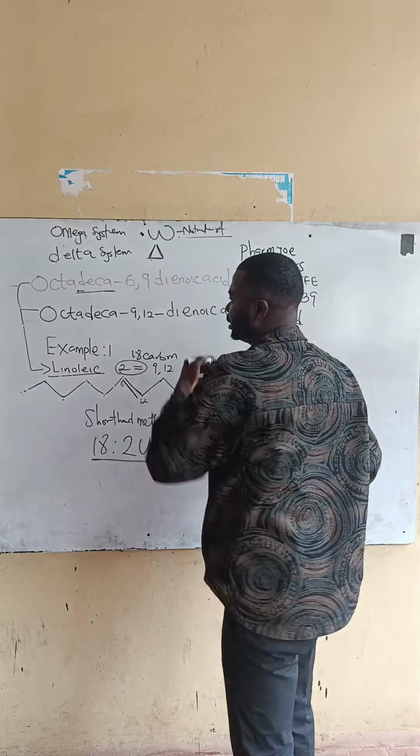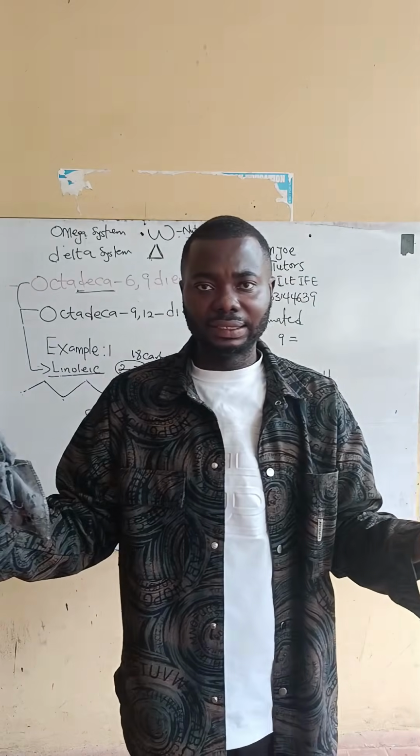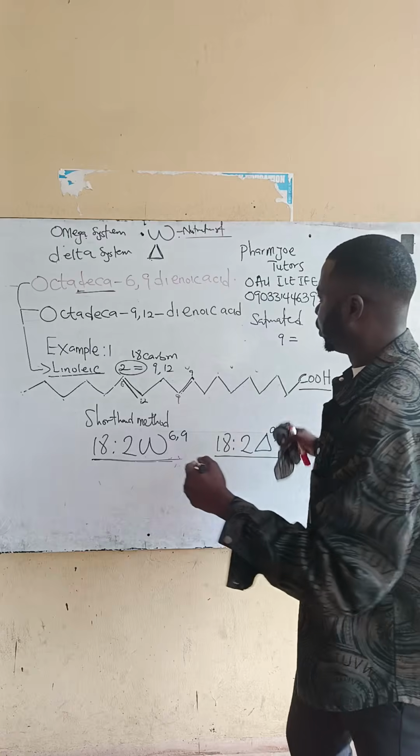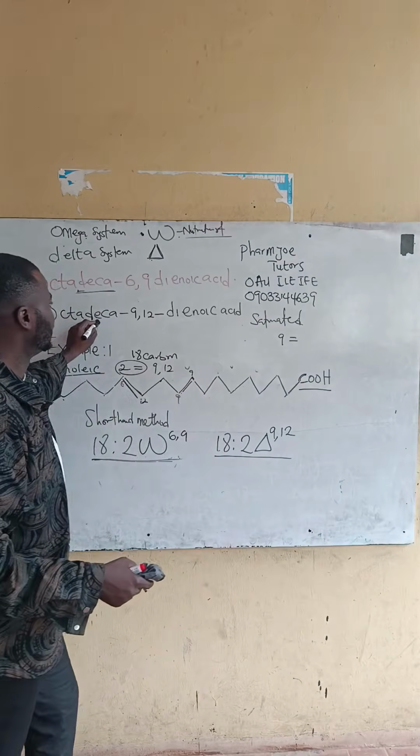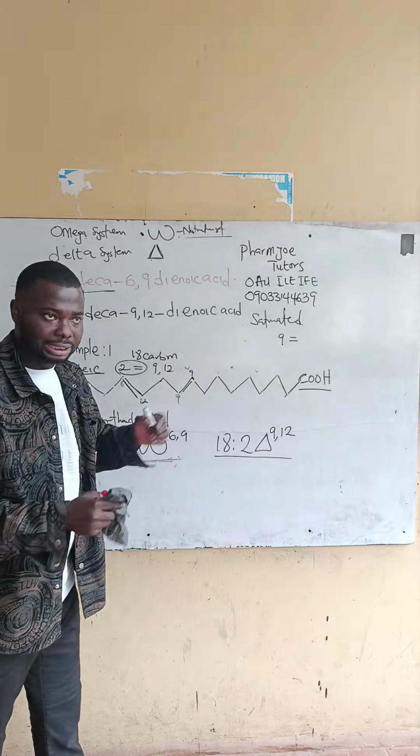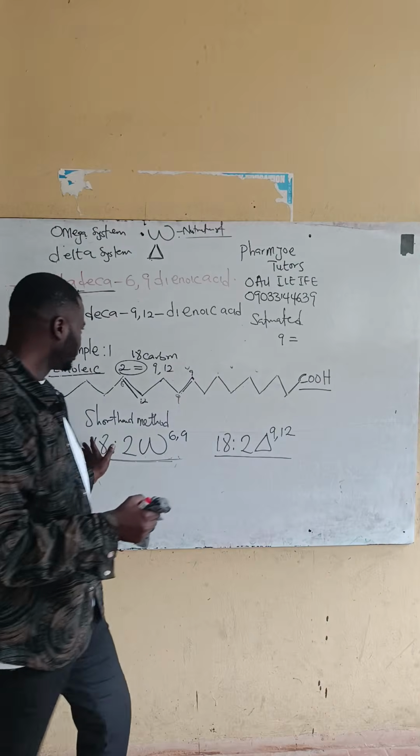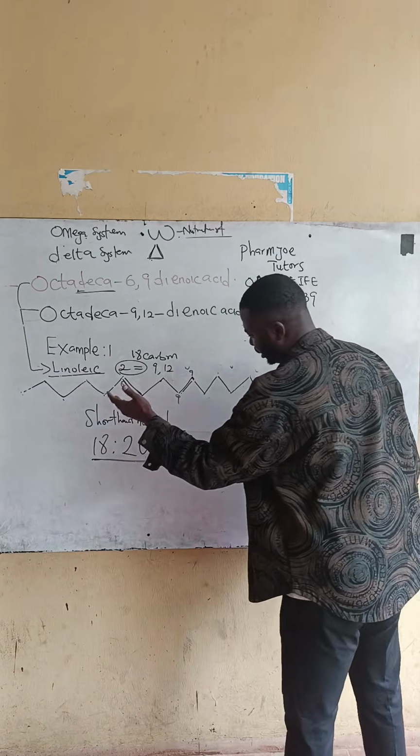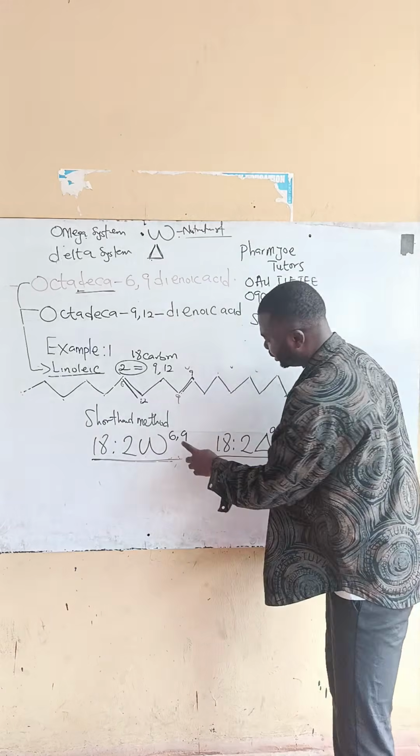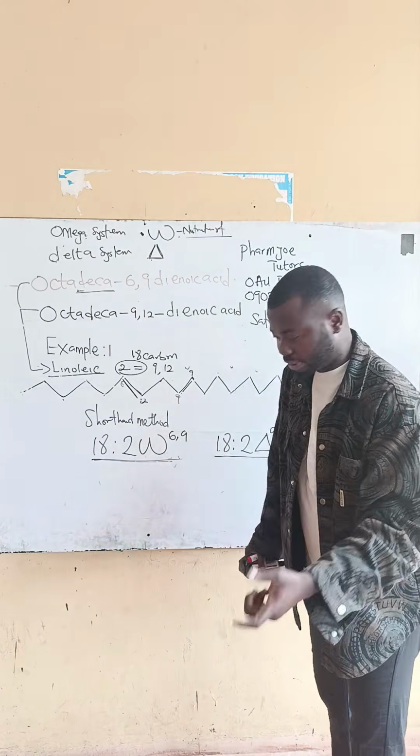if I ask you to draw based on this, you might have a mindset that with 6, 9, you might start counting from there. Because nothing is indicating if you have to count from the front or from the back, unless the information says that. But looking at this, immediately you see this is a shorthand method, and immediately you see omega, you know that the 6, 9 is the position of the double bond.